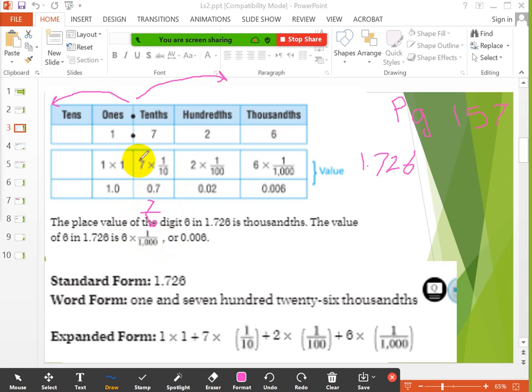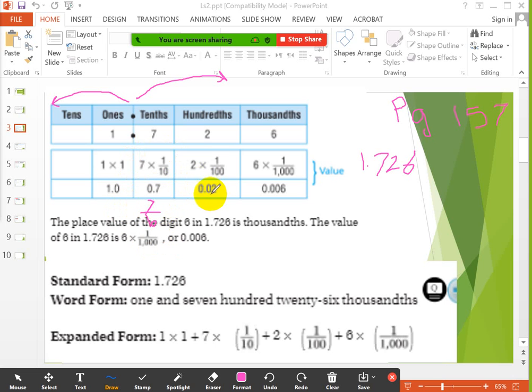Try to multiply 7 with 1 over 10. How will I do it? You know, when I want to multiply a whole number with a fraction, I have to multiply the whole number with the numerator. So 7 multiply 1 equals 7, so it will be 7 over 10. So here you can break down the decimal fraction.